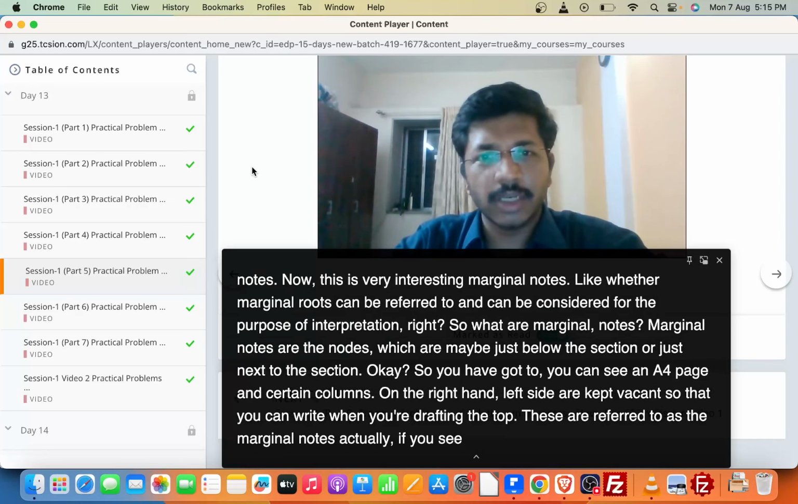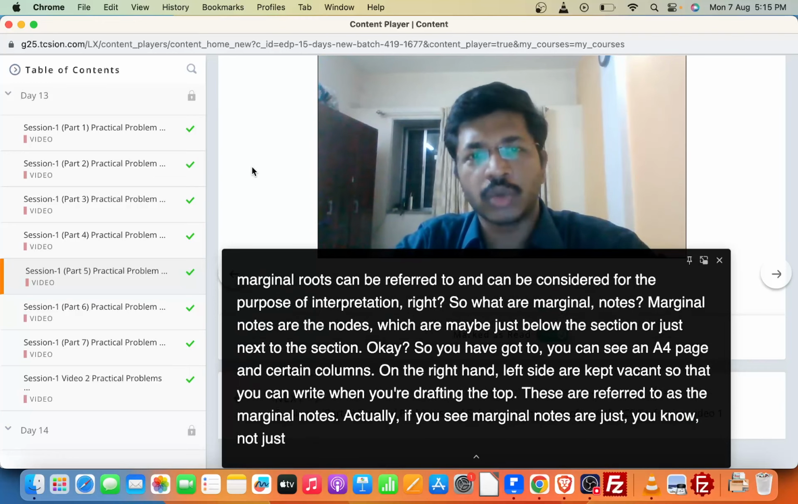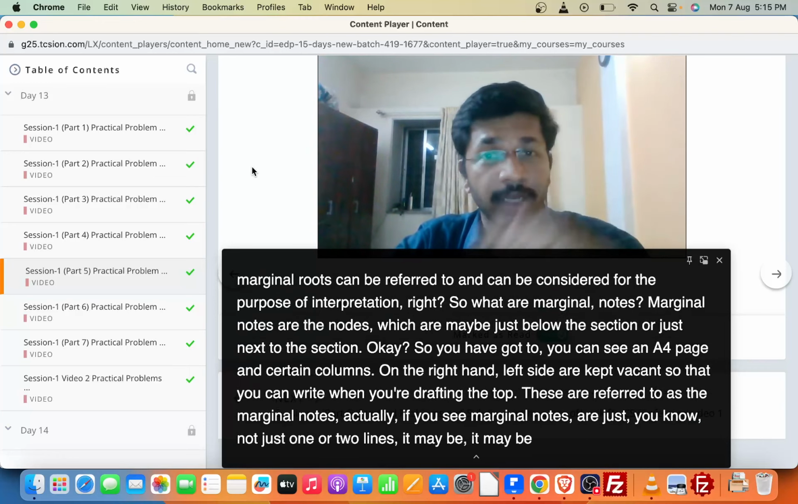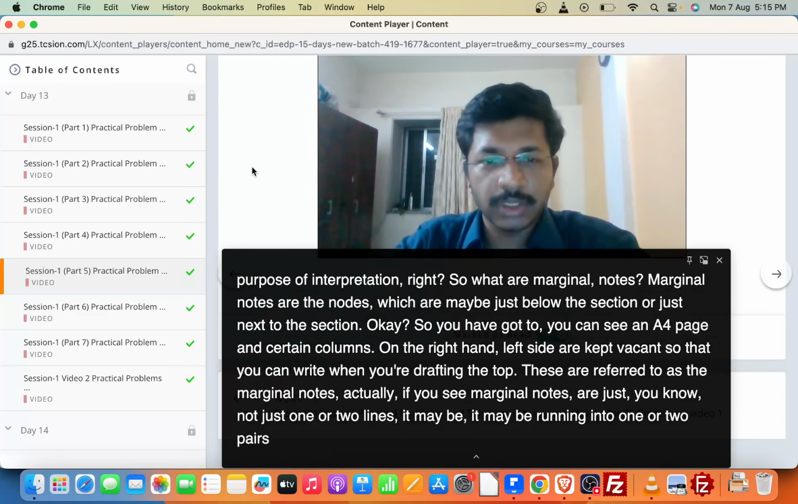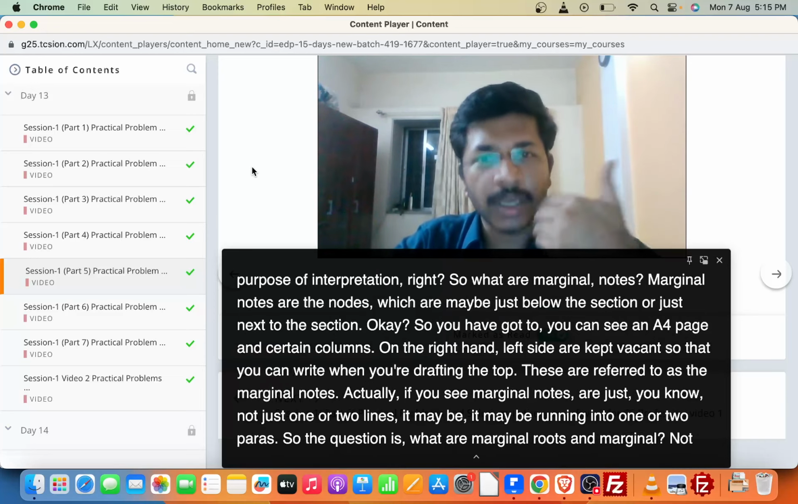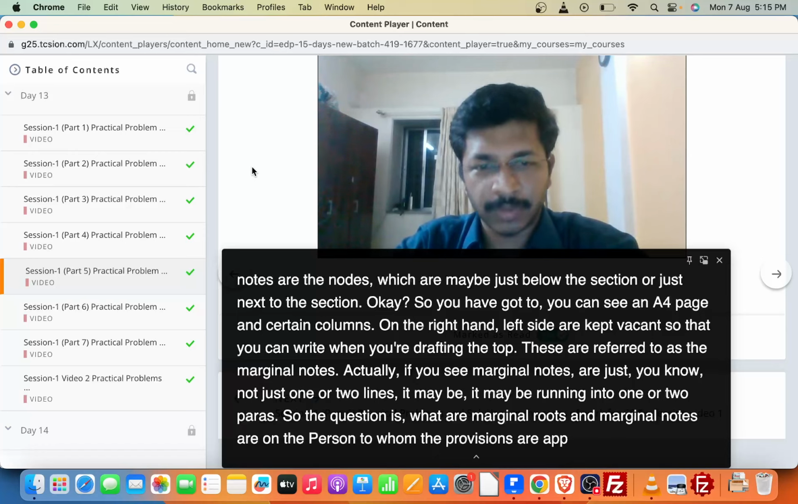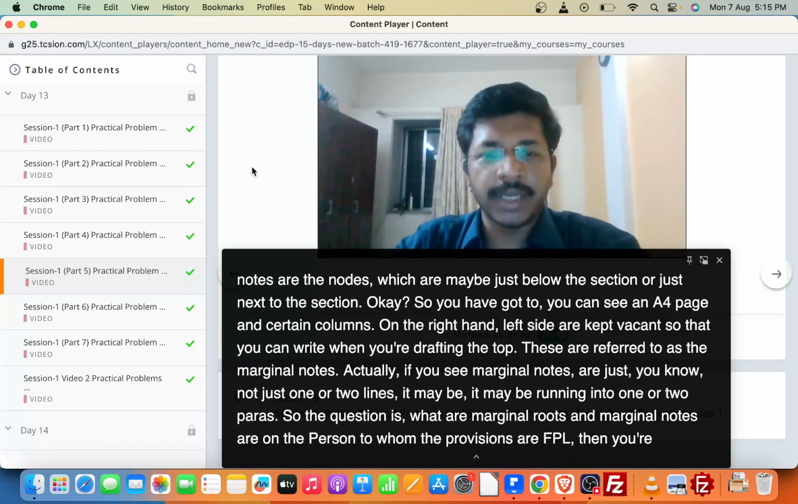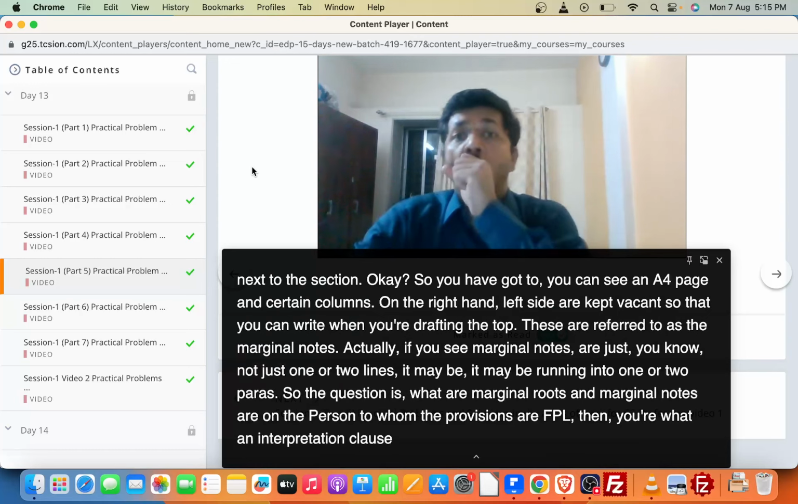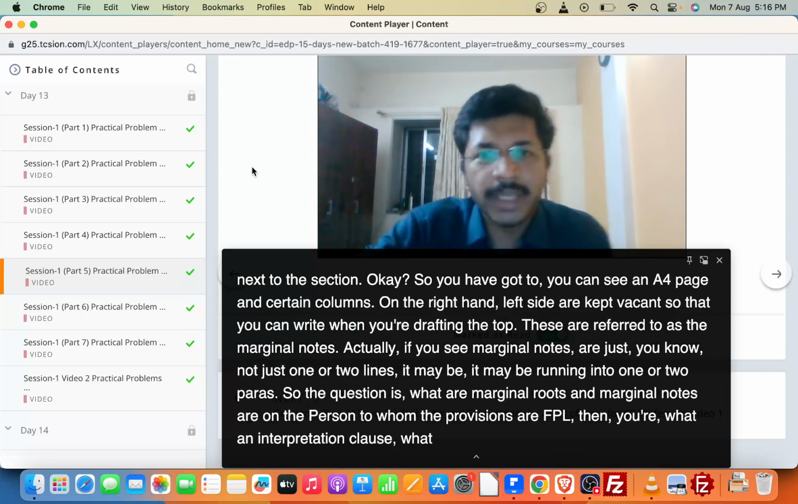Actually, if you see, marginal notes are not just one or two lines. It may be running into one or two paras. So the question is, what are marginal notes and whether marginal notes are binding on the person to whom the provisions are applicable. Then you have got an interpretation clause. What would be an interpretation?